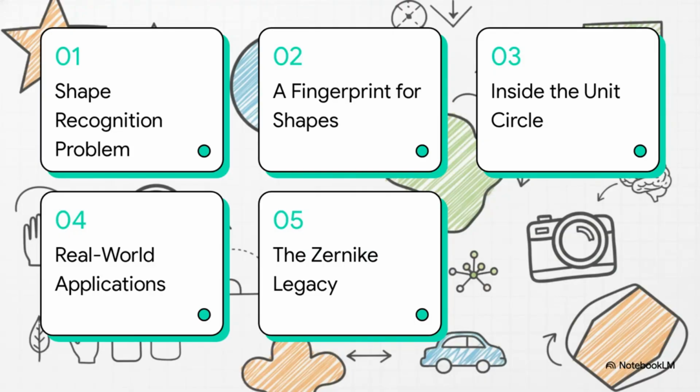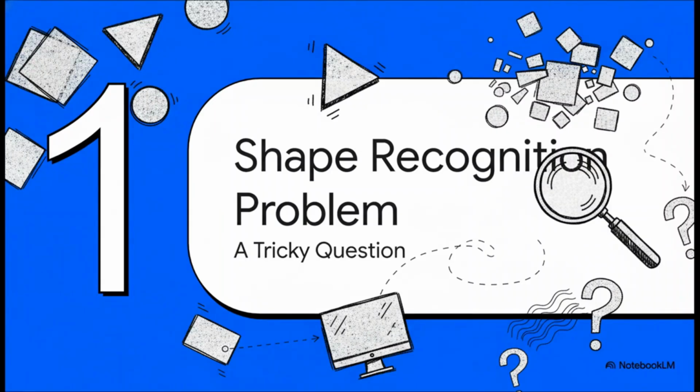First, we're going to look at a fundamental problem in computer vision. Then we'll get into the super clever solution. We'll even peek under the hood a bit to see how it all works, check out its real-world impact, and wrap up with a fascinating story of where it all came from. Okay, let's jump right in.